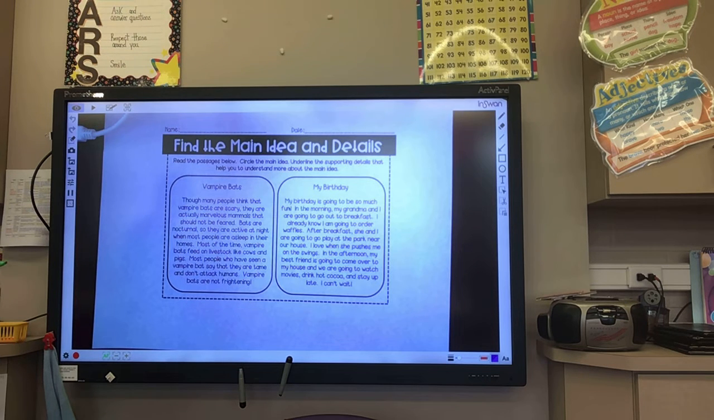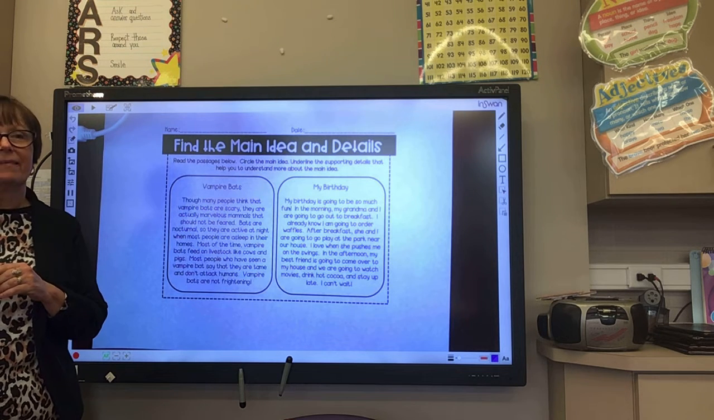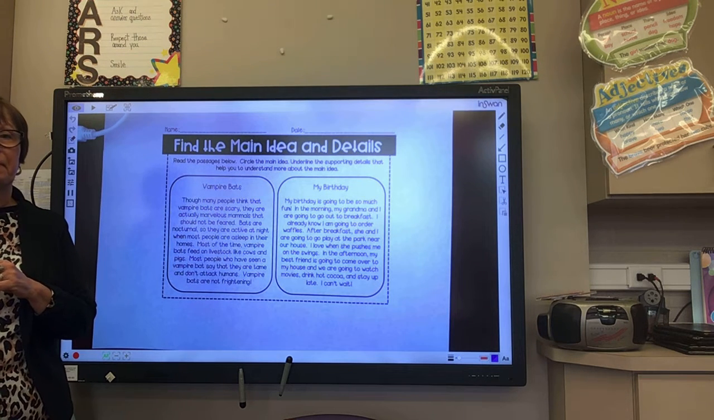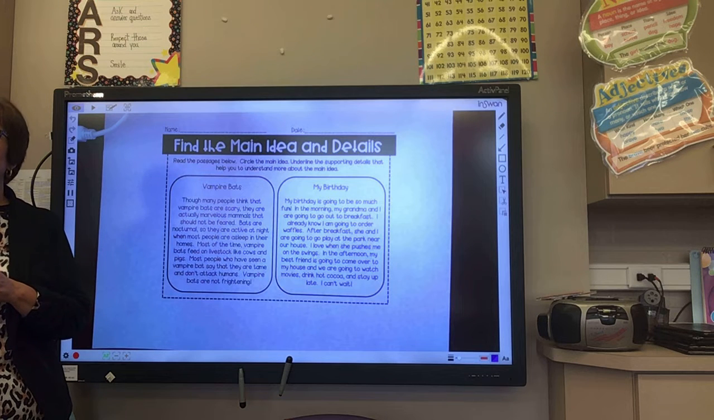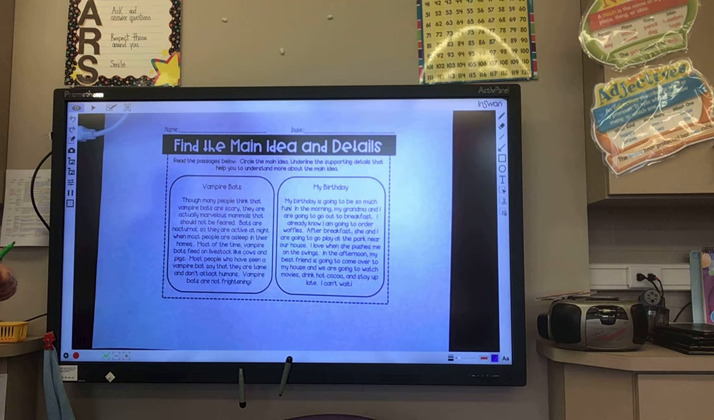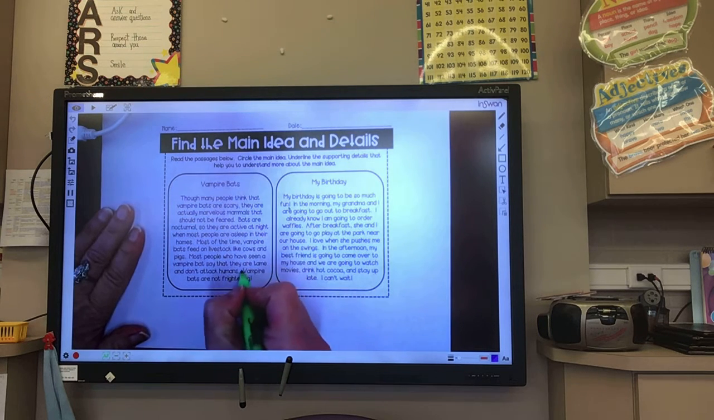Lance, what do you think it is? The title? Not the title. What do you think? Isabella? Vampire bats are not frightening. Yes, but there's another sentence that tells us. So everybody, that's good. Highlight vampire bats are not frightening.